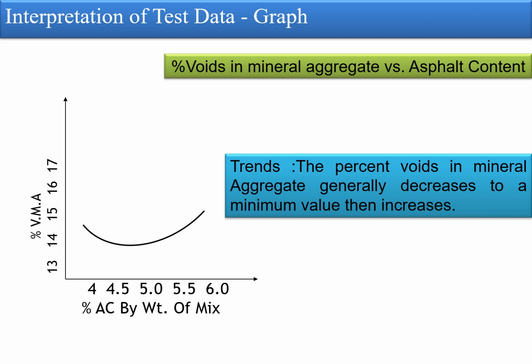When we see the percentage voids in mineral aggregates versus asphalt content graph, the percent voids in mineral aggregates generally decreases to a minimum value and then increases. So this is again giving you some value on the VMA part.